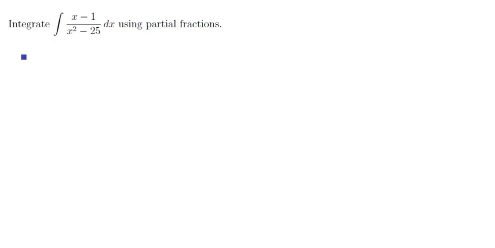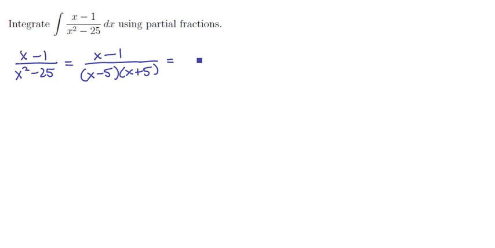Integrate (x minus 1) over (x squared minus 25) using partial fractions. So let's get the partial fractions decomposition of the integrand. The top is x minus 1, and the bottom factors into (x minus 5)(x plus 5). That means the partial fractions decomposition will have a term of the form A over (x minus 5) and a term of the form B over (x plus 5).